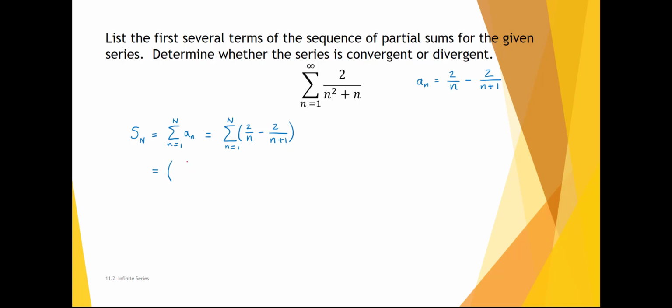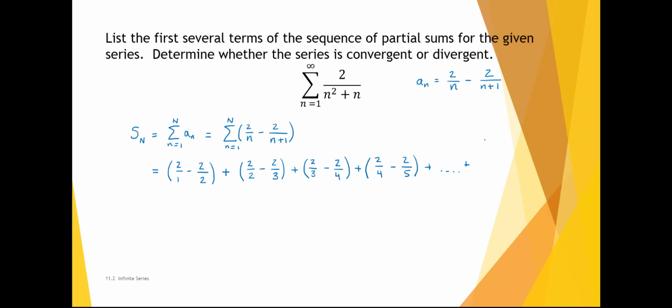So if n equals 1, we have 2 divided by 1 minus 2 divided by 1 plus 1, which is 2. That's our first term. To that we add our second term, which is 2 divided by 2 minus 2 divided by 2 plus 1, which is 3. Our third term, I'm plugging in 3 for the lowercase n. We have 2 divided by 3 minus 2 divided by 4. Our fourth term, we plug in 4 for n. 2 divided by 4 minus 2 divided by 5.